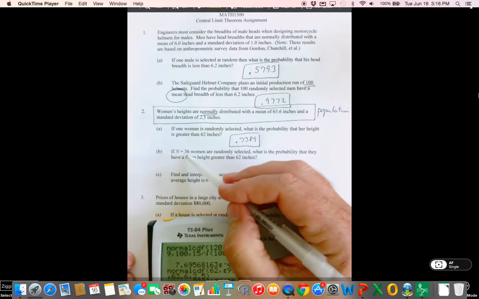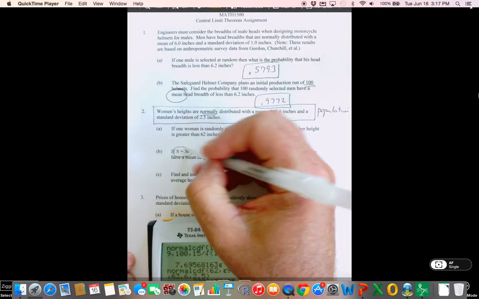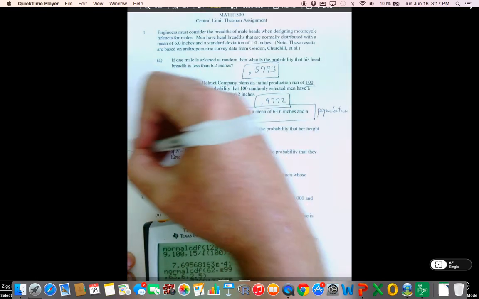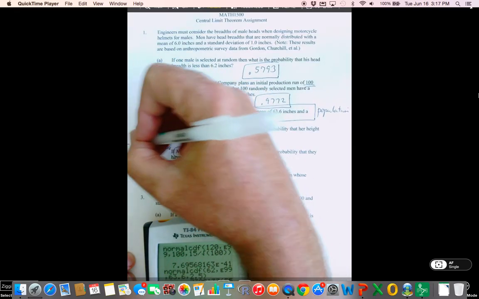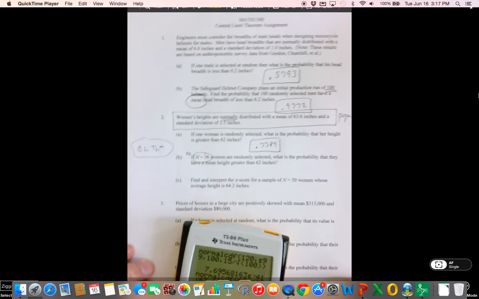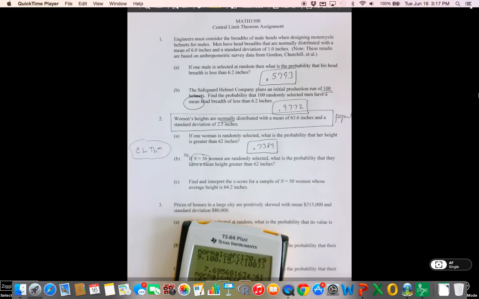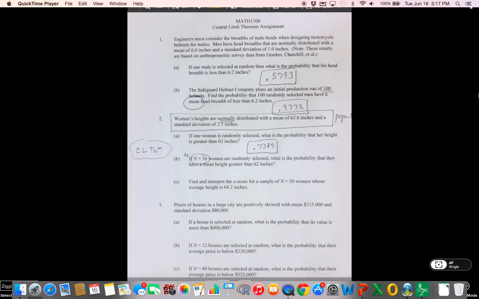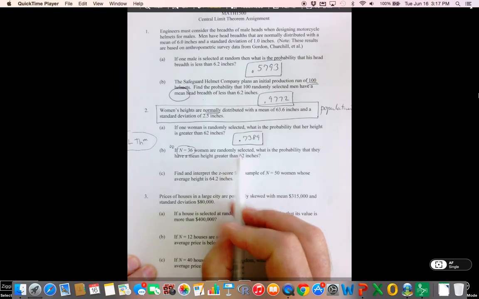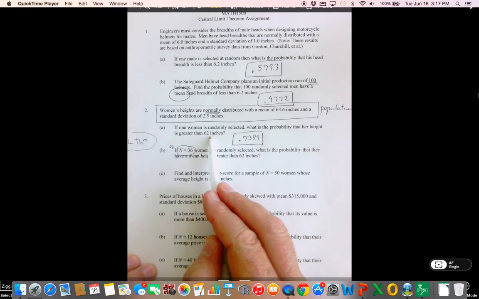Now, if n equals 36, okay, now sample size is bigger than 1, isn't it? What should I think? Central limit theorem. Guys, when we have sample sizes bigger than 1, we kick in the central limit theorem, the sampling distribution stuff that I've been teaching you now for the last hour. So what is the difference in working this problem and this problem?